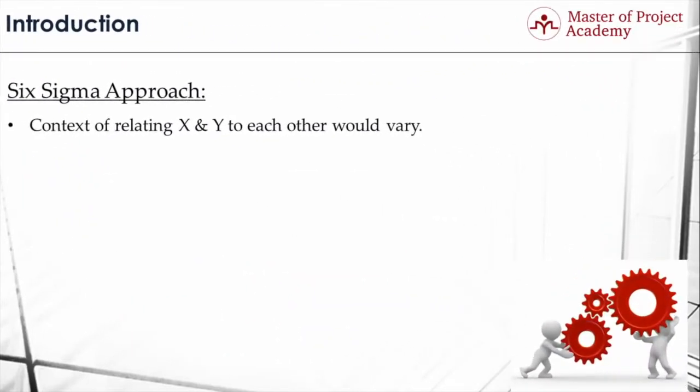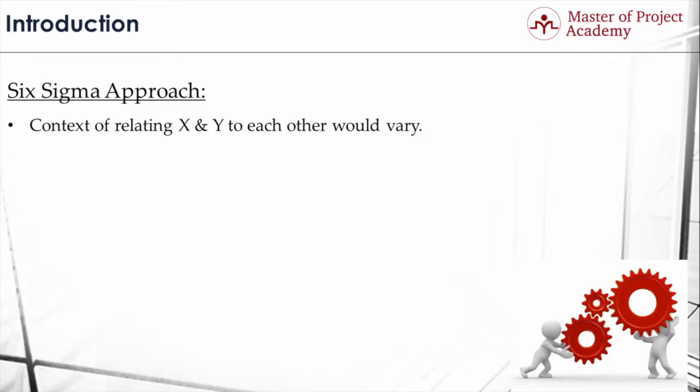Please remember that the context of relating X and Y to each other would vary from situation to situation. If X is your input, then only Y becomes your output. If X is your cause, Y will not be regarded as the output. If X is your input, Y cannot be called an effect. Let's go further. The equation of Y equals f of x could involve several subordinate outputs, perhaps as leading indicators of the overall big Y.